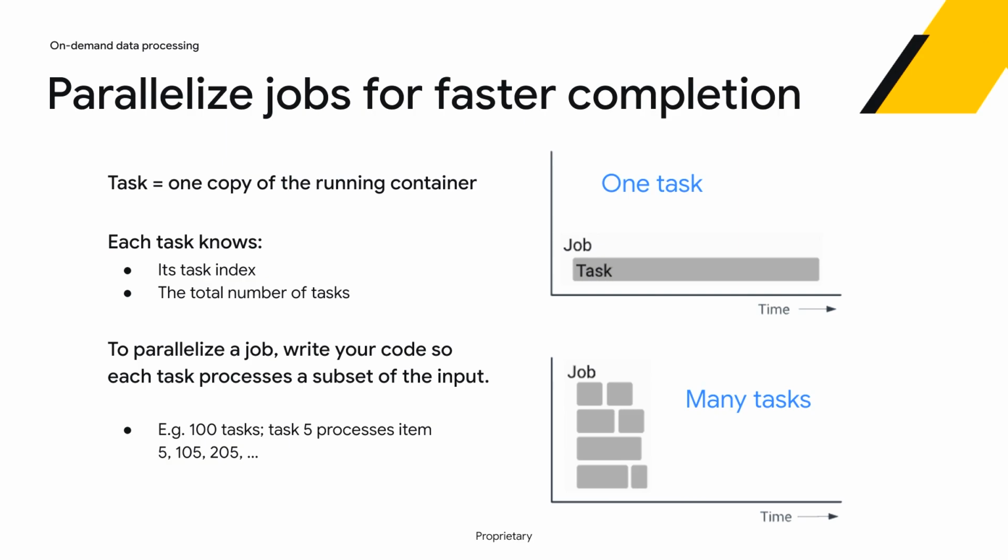What this means is you break up your job into multiple tasks, where each task is a running copy of your container. And each task is aware of its task index, as well as the total number of tasks. And you can use that information to structure your code in a way that each task does a simple computation to figure out, is this input for me or is this for one of the other tasks? So each task processes only a subset of the input.